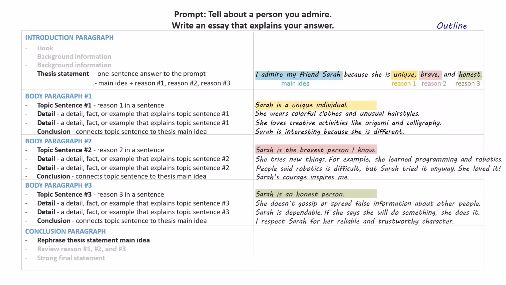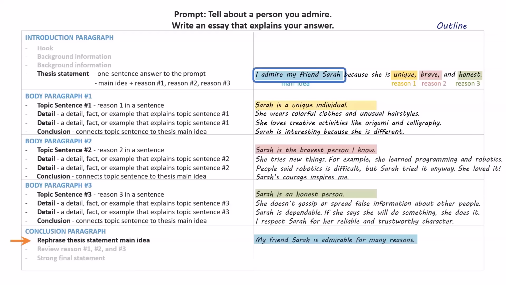By the time the reader reaches your conclusion paragraph, it's been a long time since that reader has reviewed the thesis statement. So I recommend using the first sentence of your conclusion paragraph to restate or rephrase your thesis statement main idea. My friend Sarah is admirable for many reasons. And of course, as always, we avoid repeating words and phrases exactly. So you see how this sentence communicates the same idea as our thesis statement main idea, it just uses slightly different words.